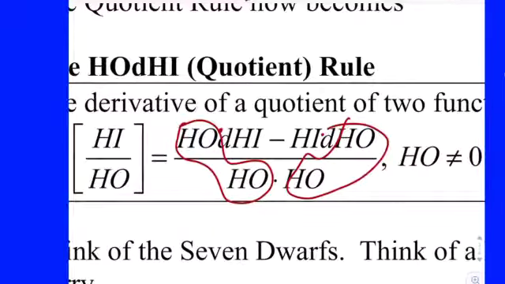So ho-de-high minus hi-de-ho over ho-ho. You got it? Don't forget it. Start with a ho, end with a ho. Ho-de-high minus hi-de-ho over ho-ho. Should we say it together in unison, in chorus, one or two times? On the count of three.